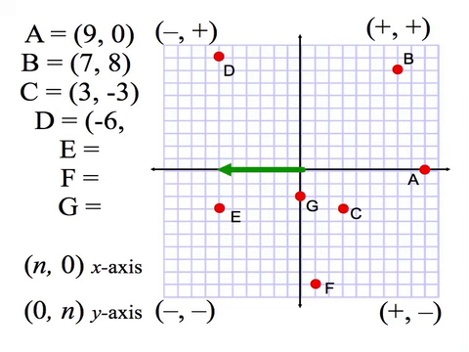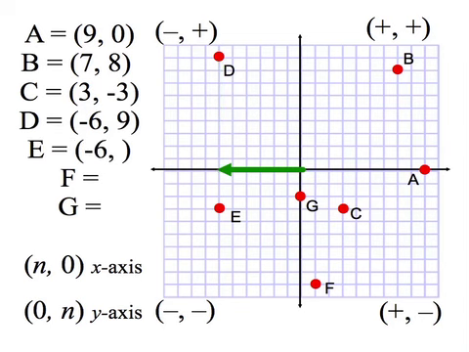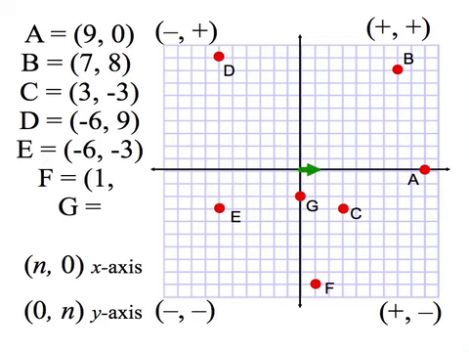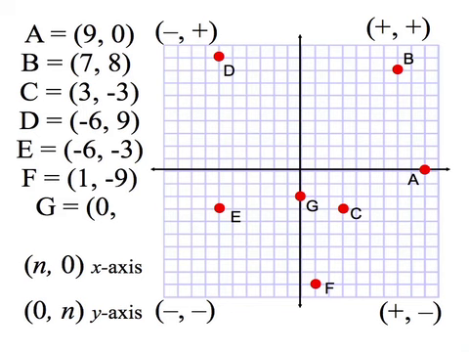Point D is 6 to the left, 9 up, negative 6, 9. Point E is also 6 to the left, but it's 3 down, so it's negative 6, negative 3. Point F is 1 to the right, and 9 down, 1, negative 9. And point G is on the y-axis, so it's 0 left or right, but 2 down, so it's 0, negative 2.